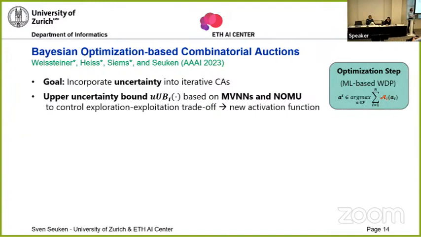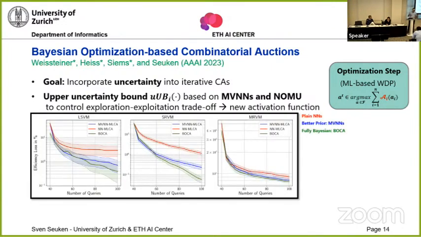And this gives rise to a new activation function. So in the optimization step, where we've previously optimized over the neural network representations, we can now optimize over the activation functions that come out of this upper uncertainty bound. And then similar simulations as before show that we can even further improve the efficiency compared to the plain neural network approach and compared to the MVNN approach as before.